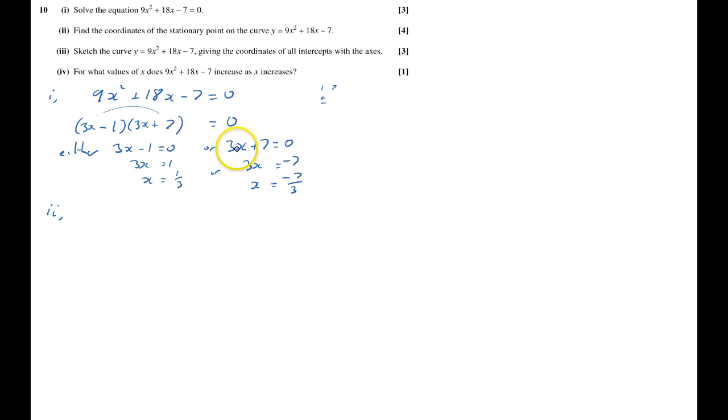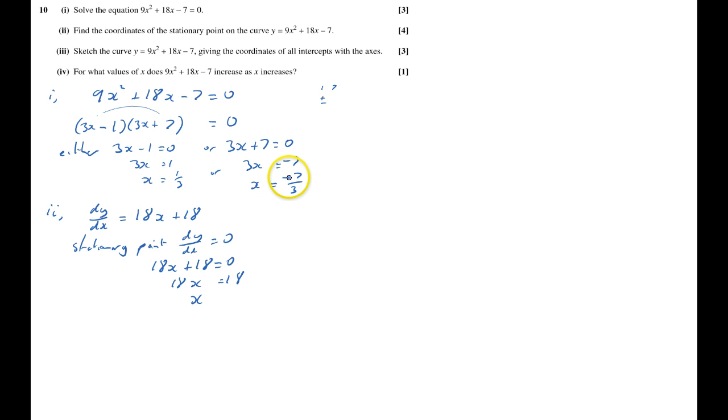Part 2, find the coordinates of the stationary point of the curve. So I'm definitely going to want to work out dy by dx, which is 18x plus 18. And for a stationary point dy by dx will equal 0, so therefore 18x plus 18 equals 0, so that is going to give me that x, that's minus 18, isn't it, x equals negative 1. It wants the coordinates of the stationary point, so x equals minus 1.